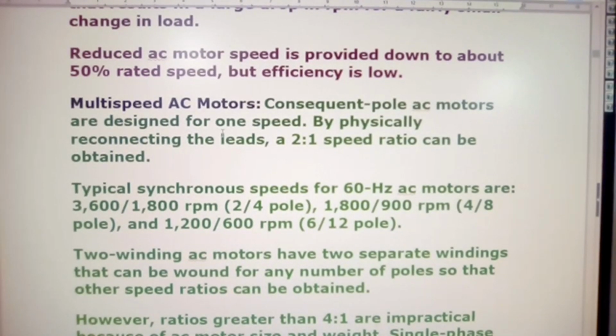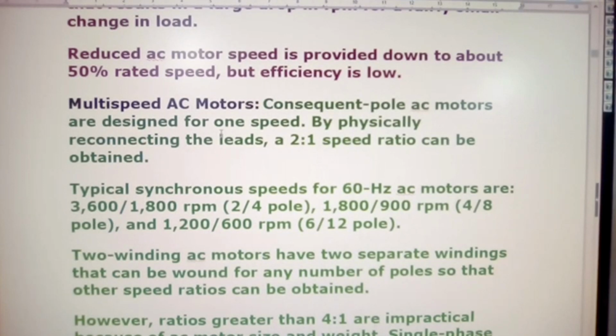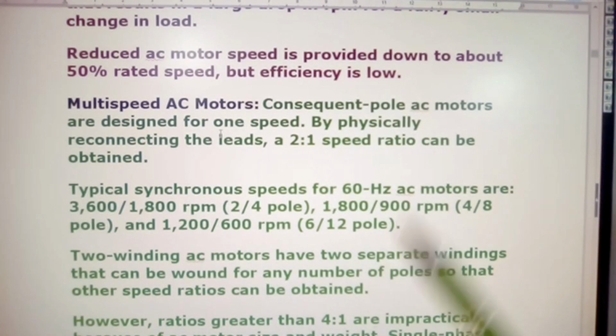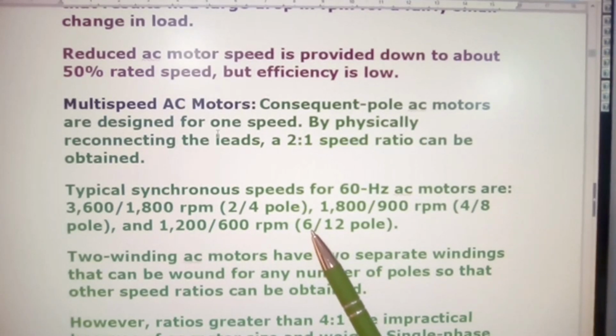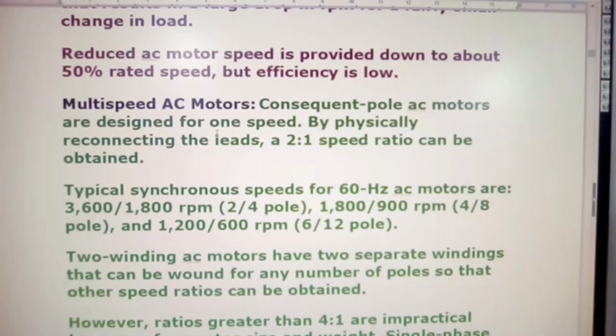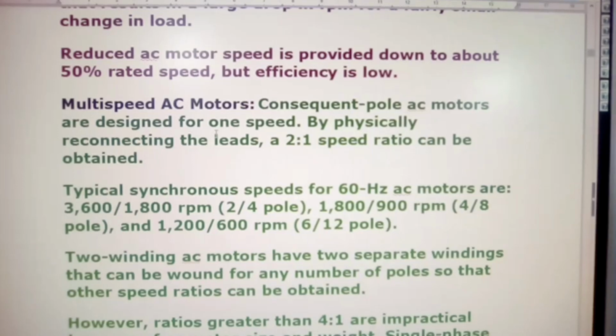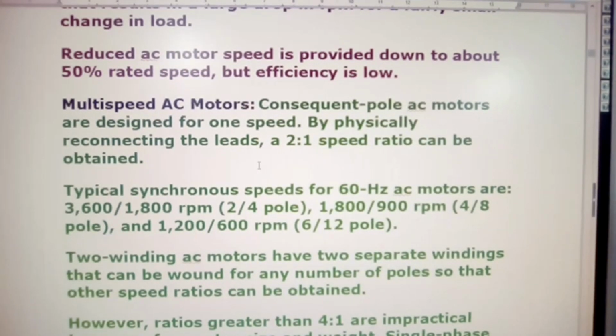Now remember, with poles of motors, you are working in pairs of poles. So if you have 6 poles, obviously you're going to have 3 pairs. If I remember correctly.